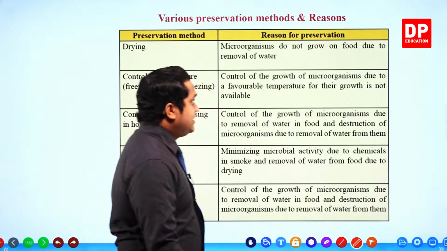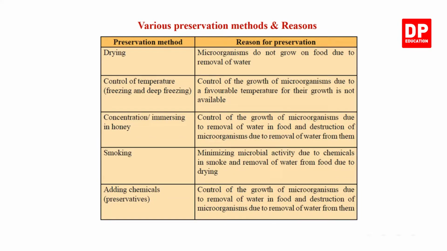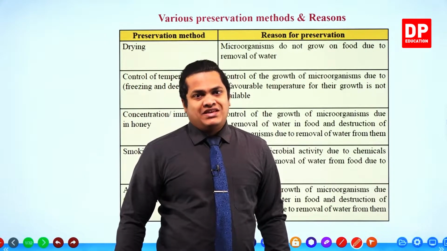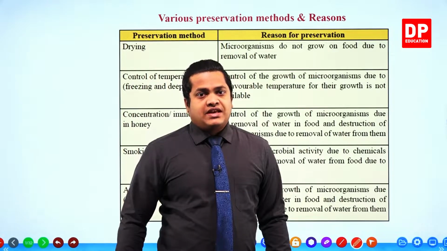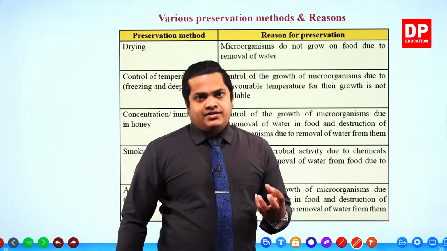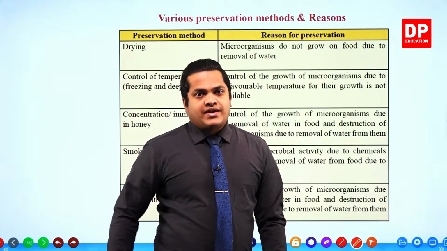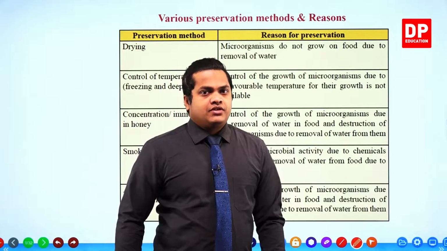It is given here, you can see it very clearly. Microorganisms do not grow on food due to removal of water. So, water is an important factor. If you can reduce the amount of water up to a certain level, then my dear children, you can preserve that food item. Especially we do drying for fish and meat. And when you take fruits like lime, and mainly grain items like rice, and chilies also, we do this drying. So upon drying, my dear children, what happens?